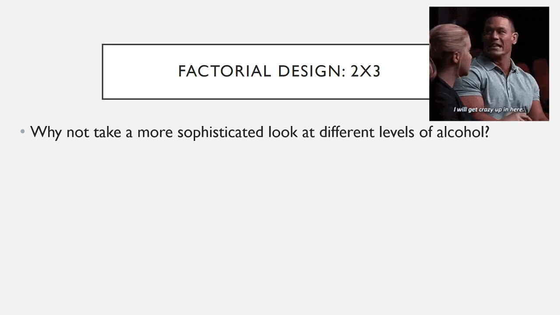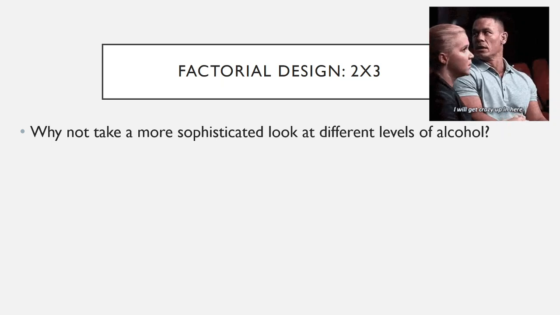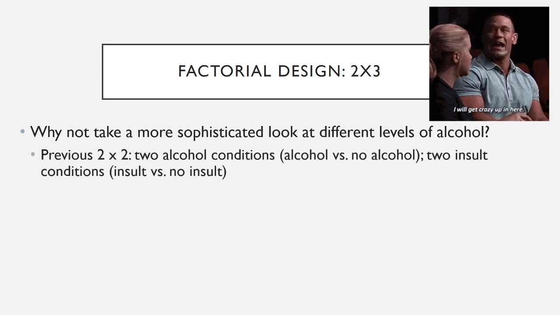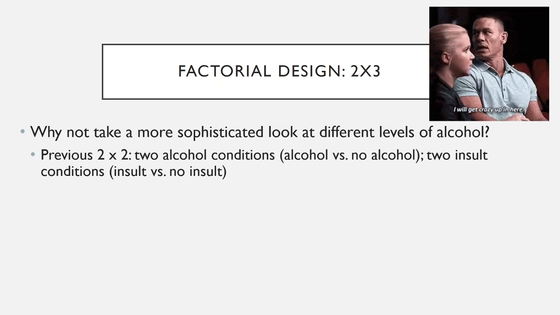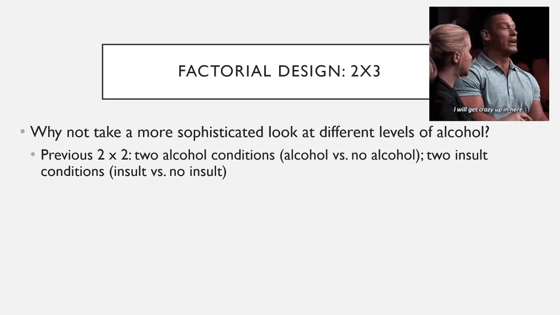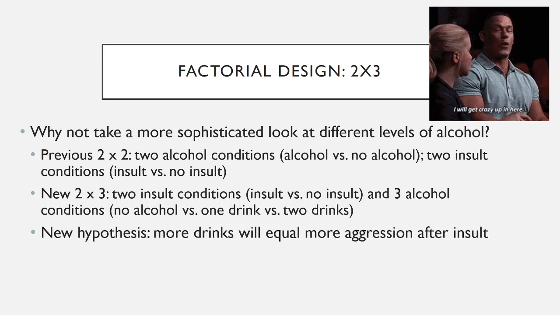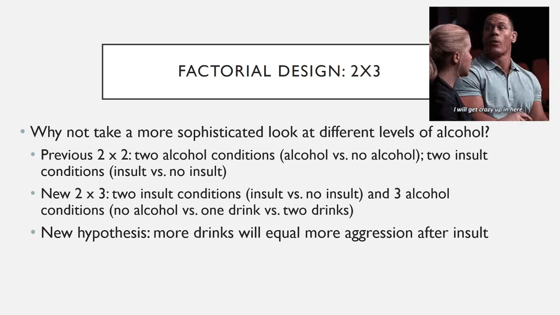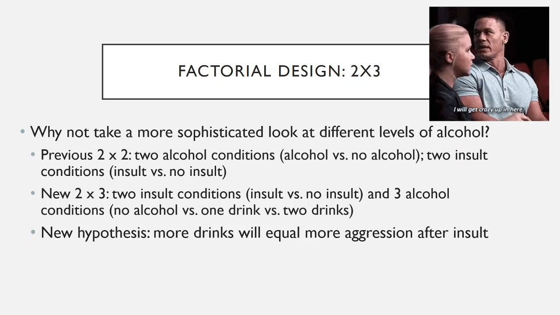The last design didn't take that into account. Why don't we step it up and take a more nuanced look at the consumption of alcohol by having more levels reflecting more conditions of alcohol consumption? So, whereas the previous 2x2 split both our IVs into two conditions, right, alcohol versus non, insult versus non, if we were to transform this into a 2x3 to create a more nuanced look at levels of alcohol consumption, we could keep insult the way it is, right? The 2 that stands for insult remains a 2, indicating that that factor still has two levels.